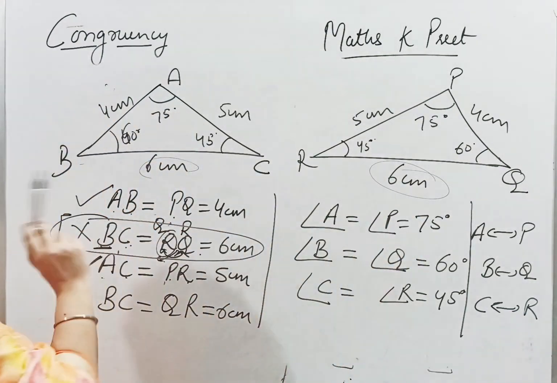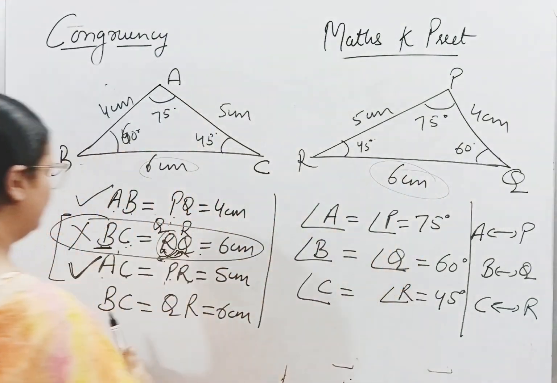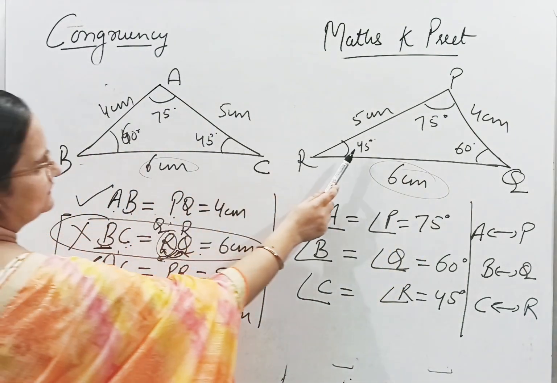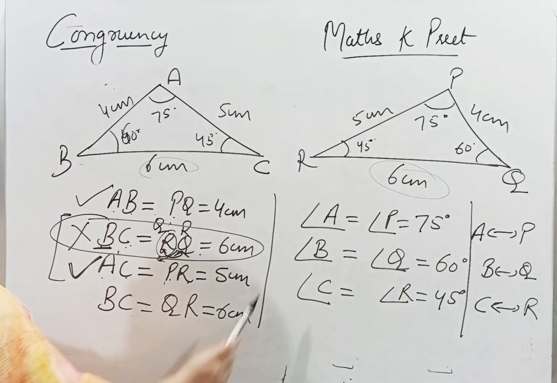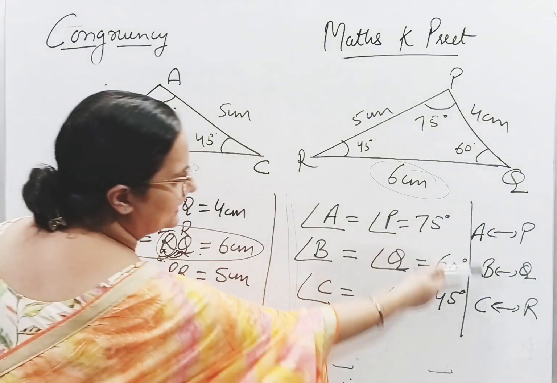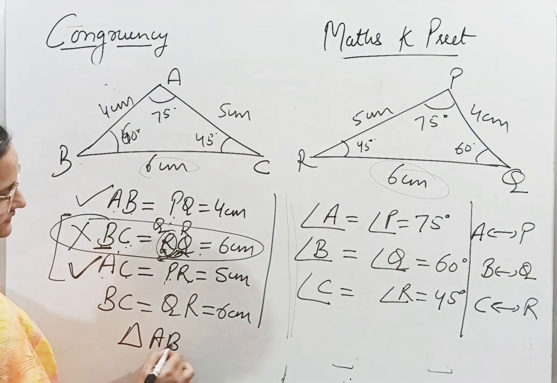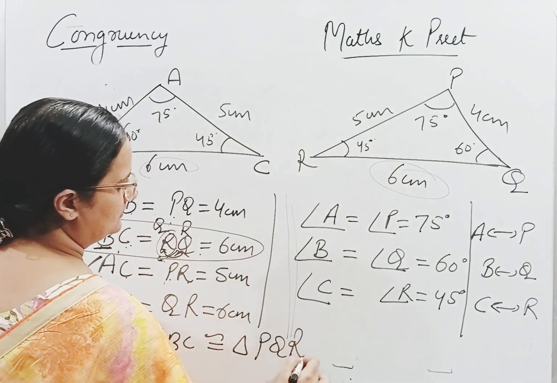Somebody can get confused while writing, so we need to check the angles. B is 60, so we will write Q first, B and Q, then this is 45, this is 45, and C here and R for the C here. So this can be easily checked from the angle. So first always try to write the angles which are equal in both the triangles, then write the sides with correct correspondence of the vertices. Now from this correspondence I can write this directly. Triangle ABC is congruent to what? PQR. We cannot miss.